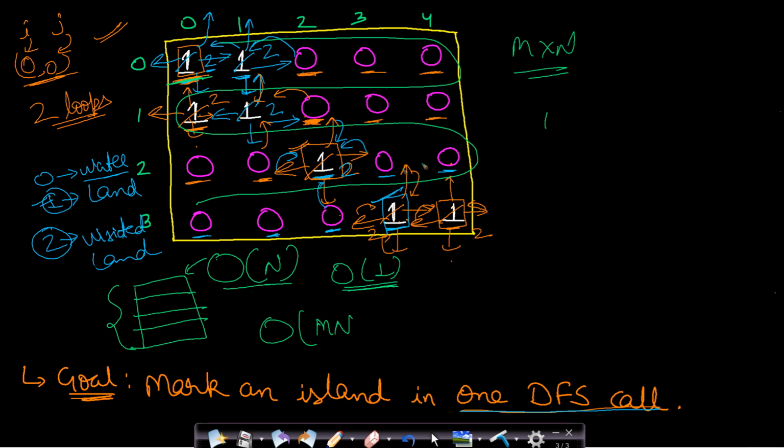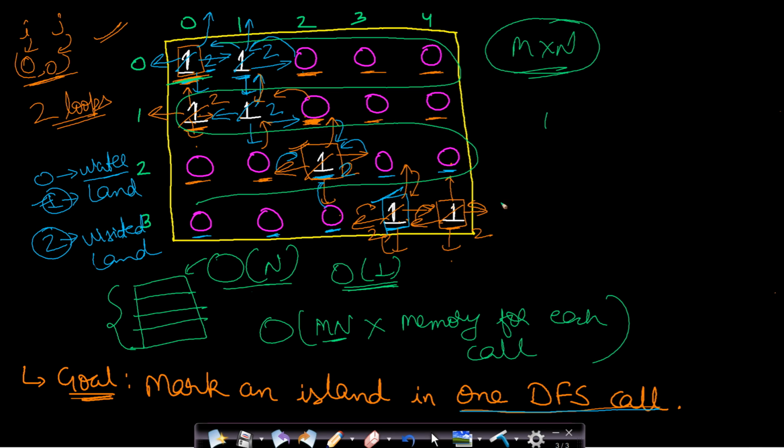So the depth of this recursive call can go to a maximum of m by n, and that will be multiplied by the memory which you are using for each recursive call. So memory for each call. Now for each recursive call we might pass an array or some variables, so that will get added actually m by n times, or you can say that it will be multiplied m by n times.